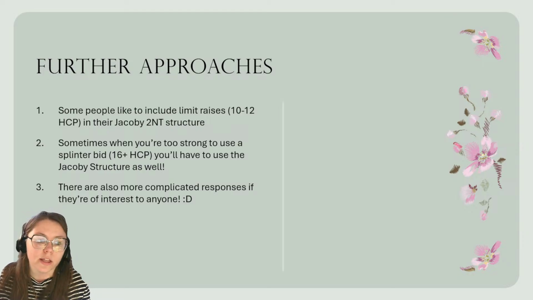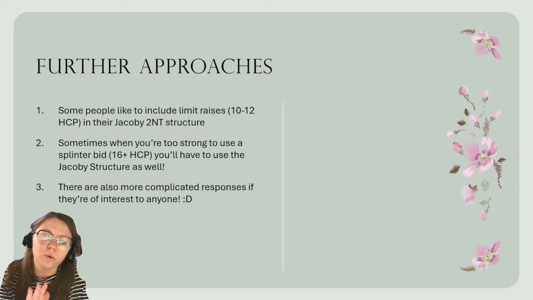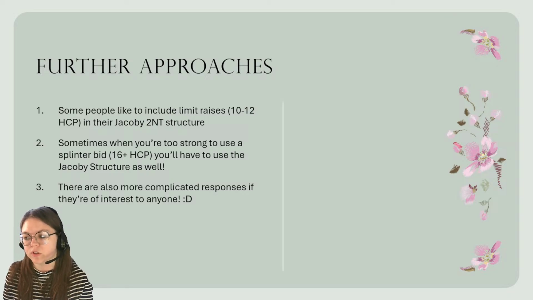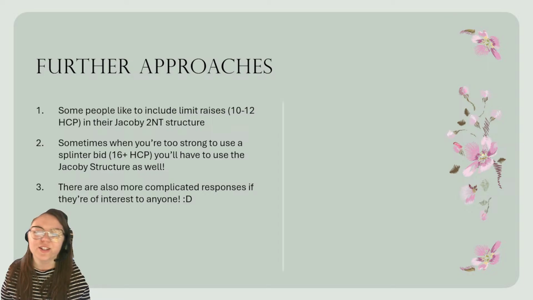Now, there is also another instance where sometimes you are too strong to use a splinter bid. So splinters are going to be how we show a singleton, 4-card support, and game forcing raises. So you have a singleton diamond, 4 spades, and you have 13 high card points. You want to be able to tell your partner all about this with 1 bid. So that's where the splinter bids come into play. But a lot of people have an agreed range for those, usually around 12 to 15 high card points, maybe smaller ranges than that even.